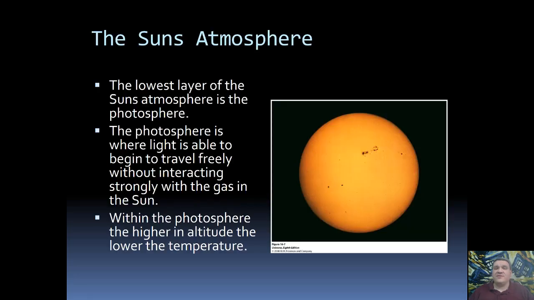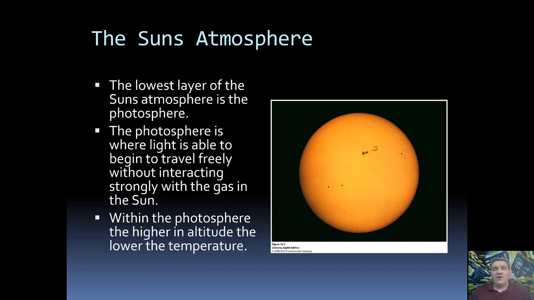So just like the sun has an interior, the sun also has an atmosphere. And there are three distinct layers of the sun's atmosphere. The lowest layer of the sun's atmosphere is the photosphere. Photo means light. So this is literally the sphere of light.